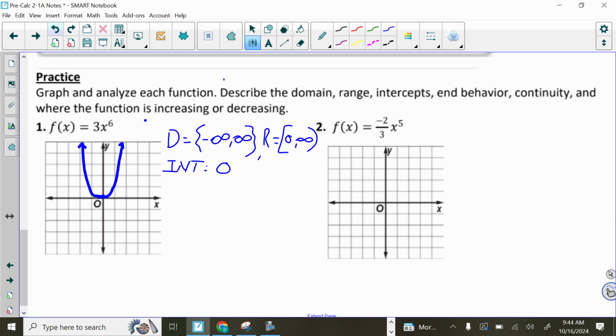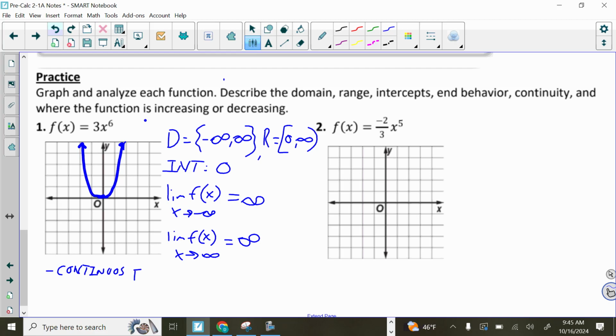Okay, and then our end behavior, let's talk about end behavior. So we're going to go limit f of x as x approaches negative infinity. So what's happening is x is further and further to the left. It equals infinity. And on the other side, the limit of f of x as x approaches positive infinity on the right-hand side also goes up. So it would also be infinity there, right? Continuing on, continuity and whether it's increasing or decreasing. Here, continuity, it's going to be continuous. I'll just write it out, I guess. Continuous for all reals.